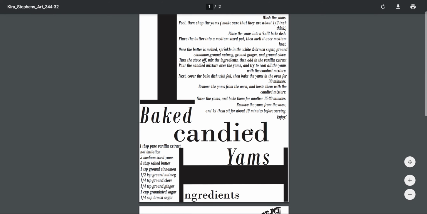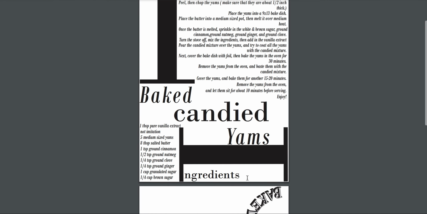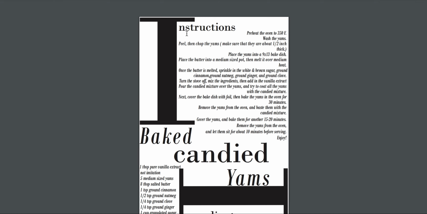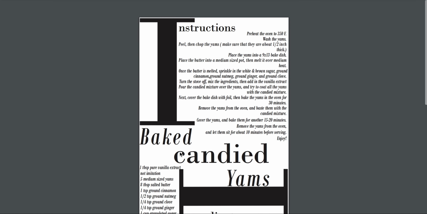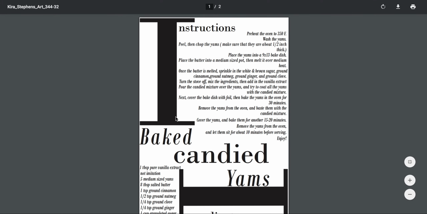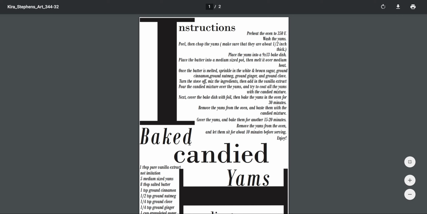So I'm not sure what I'm supposed to read first. Am I reading baked candied yams first? Am I reading ingredients second, and instructions third? So just a little bit more deliberate moves in your layout. I like where you're going with the different types of orientation of your letter forms. But let's try to see if there's a way that we can not make the I just so dominant so that we read instructions first and ingredients first, so it doesn't compete with the title.